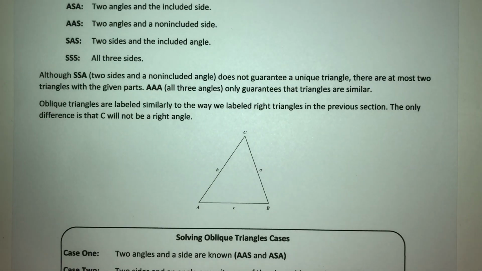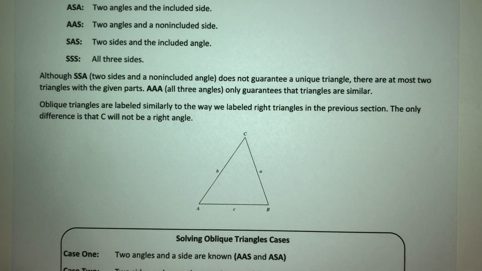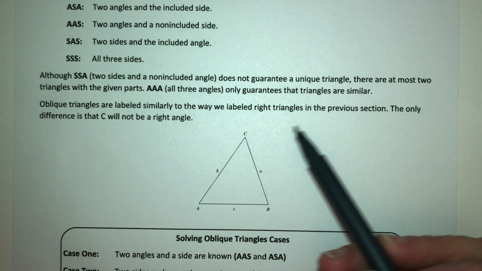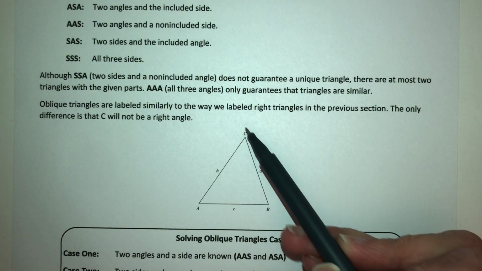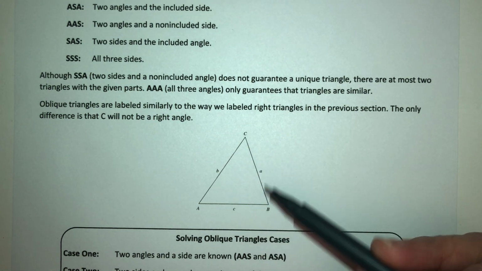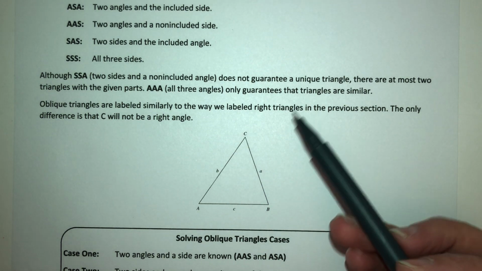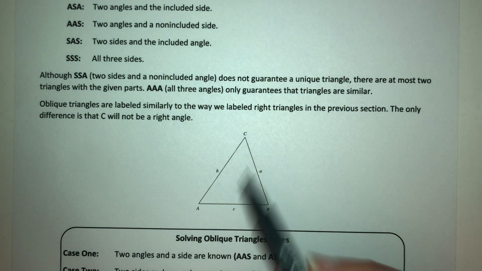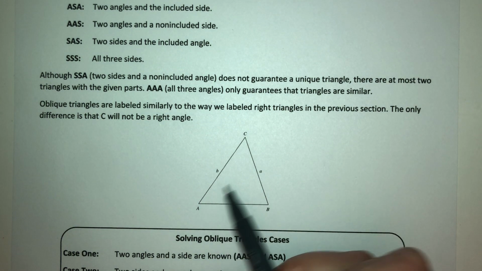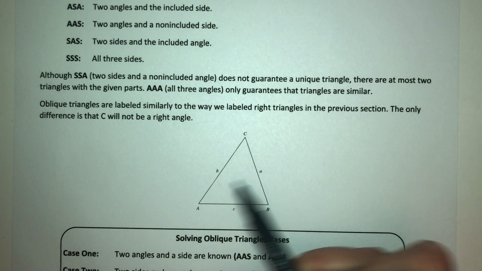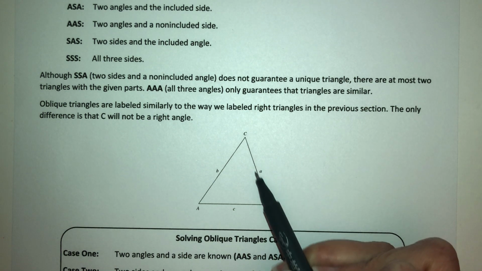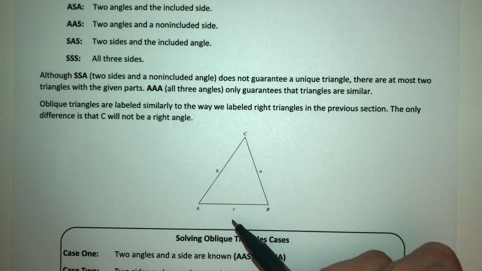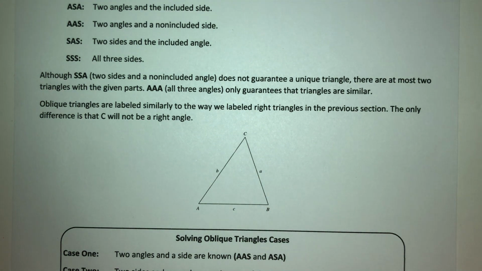Now, when it comes to labeling oblique triangles, we label them essentially the same way we did on the right triangles. The only difference is with the right triangle, our C was always the right angle. On an oblique triangle, we don't have a right angle, but we use capital letters for your angles, and then opposite your angle, you have the lowercase side. So angle A, side a, angle C, side c, and so on.